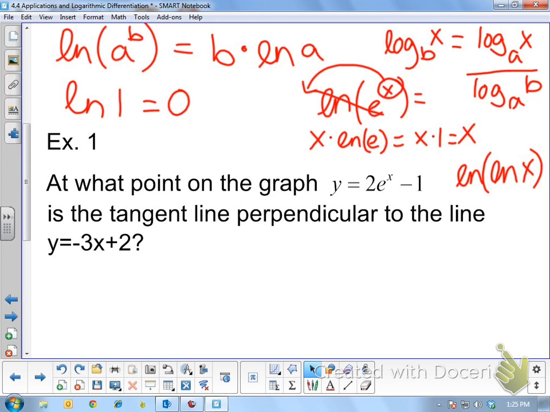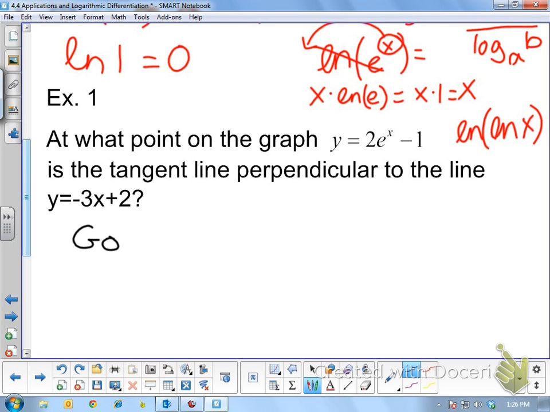So this example: at what point on the graph y equals 2e to the x minus 1 is the tangent line perpendicular to the line negative 3x plus 2? As with any critical thinking question, and this goes the same for the ACT, for those of you taking the ACT soon, we need to identify what is it asking for? What's our goal? Because if we don't know what we're trying to reach, we won't know if we're there or not. So ultimately, what is our goal with this one? What does it ask us to find?